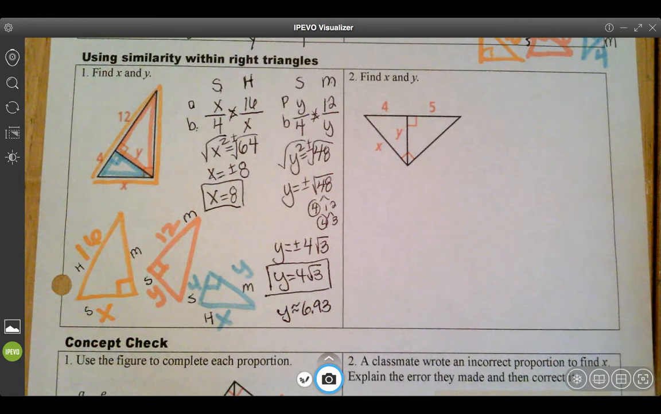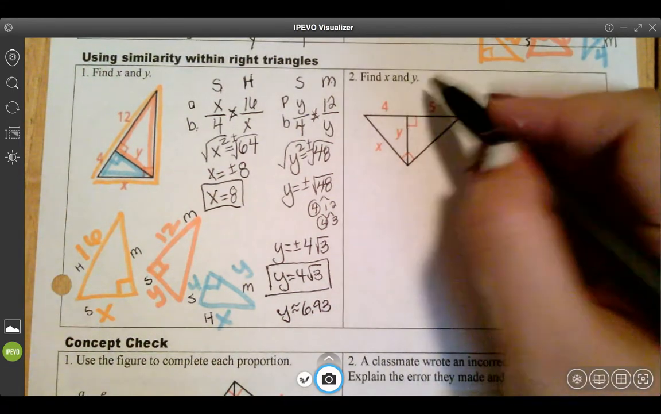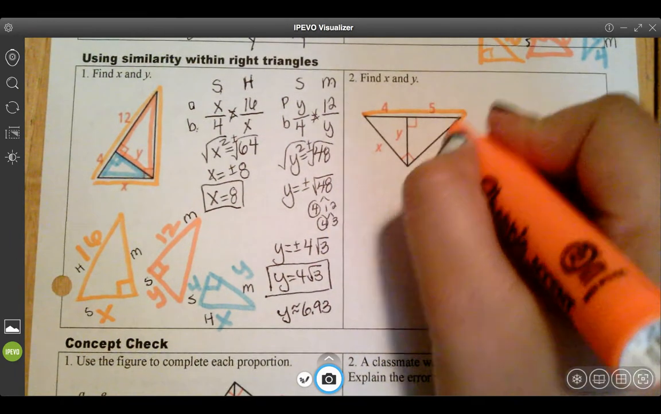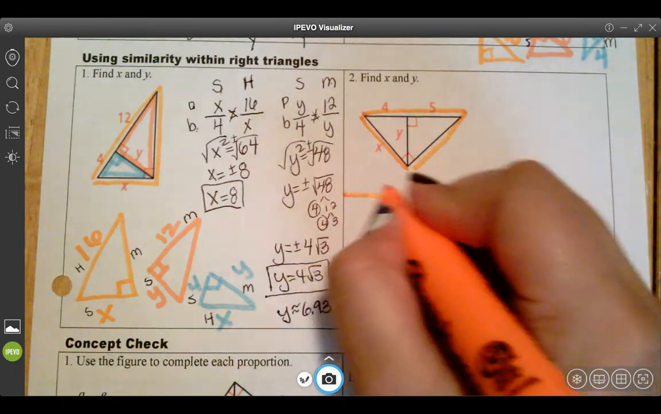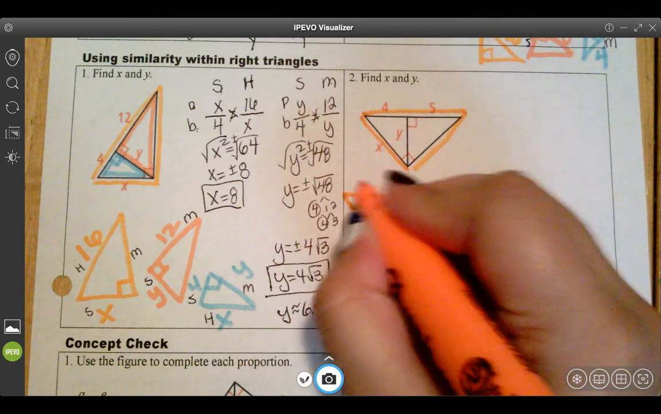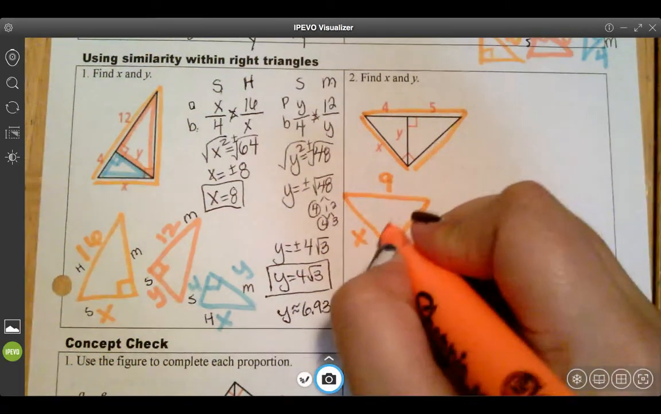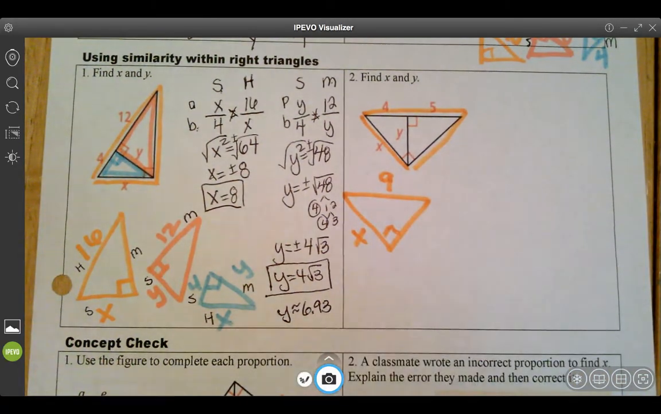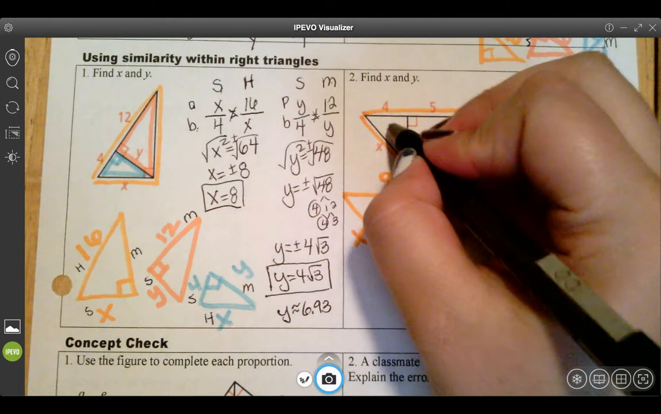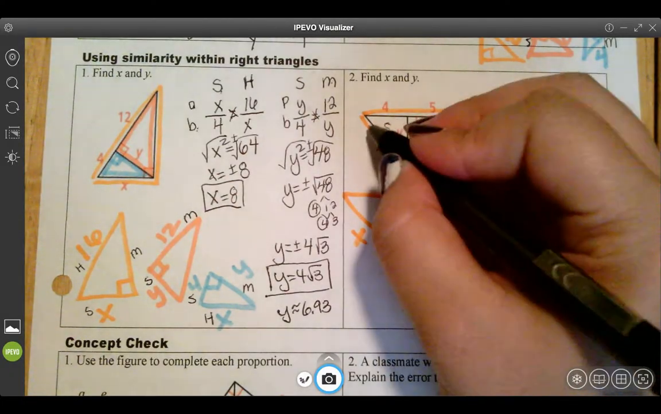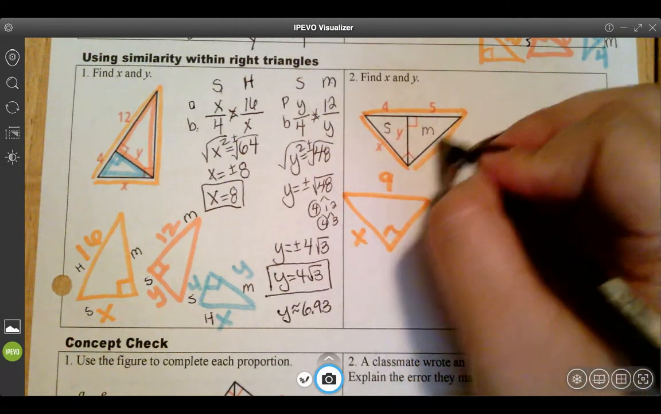Okay, for number 2 here, we again want to find x and y, so we want to draw out our triangles. So we have the orange. The hypotenuse is 4 and 5, so that's 9, x, right angle. Now what I'm going to do is I'm going to say I'm calling this small and medium triangle. And so that makes this the small side and the medium side.